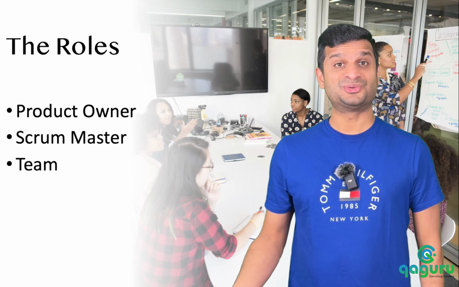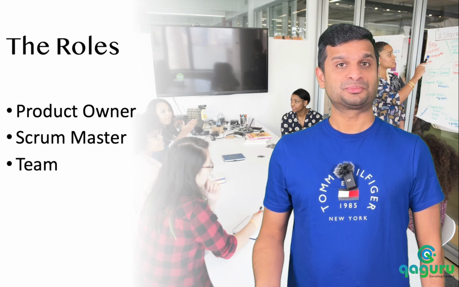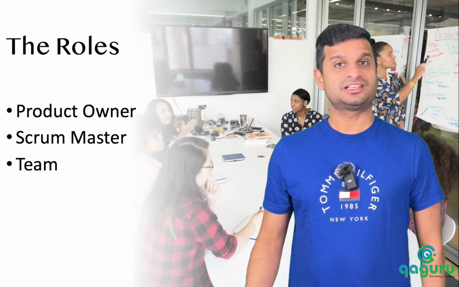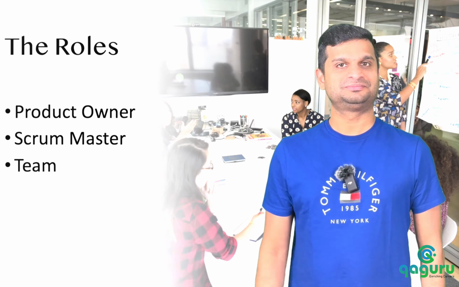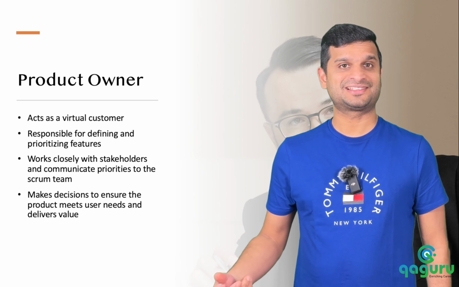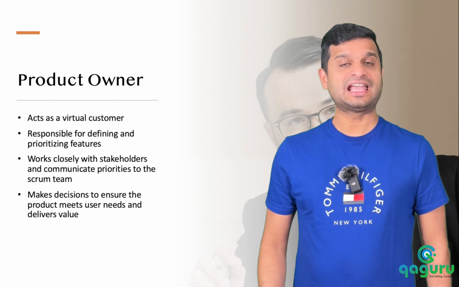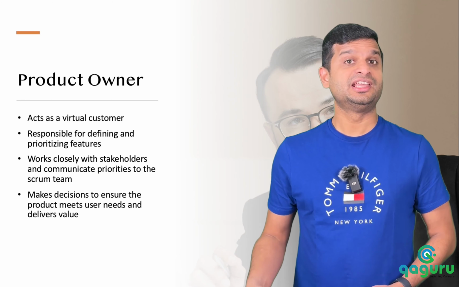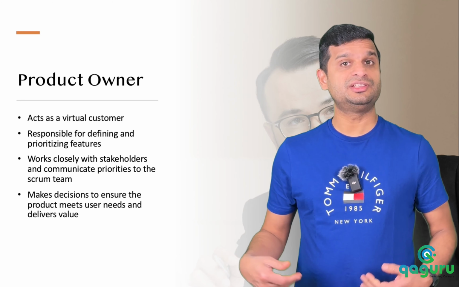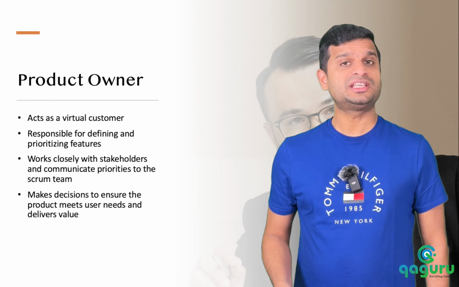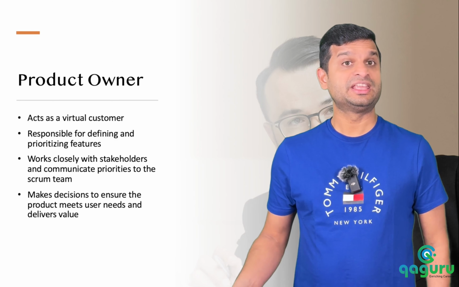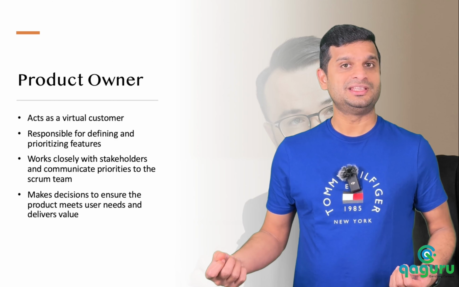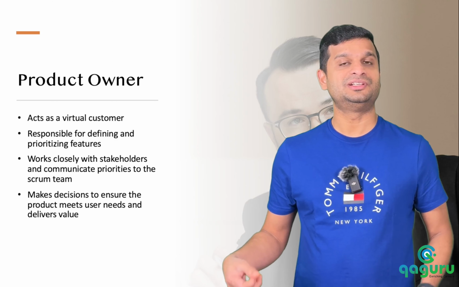There are different roles in Agile Scrum process: product owner, Scrum Master, and the project team. Let's understand each one of them in detail. Product owner acts as a virtual customer and is responsible for defining and prioritizing the features. He works closely with various stakeholders and communicates priorities to the Scrum team. He makes decisions to ensure that the product meets user needs and delivers value.